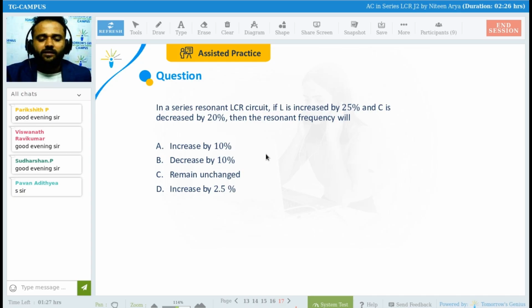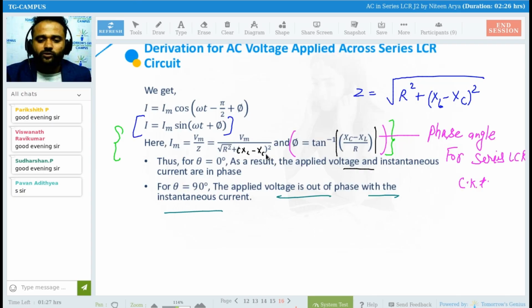Now, a series resonant LCR circuit. Okay, what is a resonant circuit? I don't think you know till now. A resonant circuit is a kind of circuit where XL equals XC. Resonance, the phasor diagram and everything come after this solution, after these two things. I can give you one hint here, or I can give the solution, because resonance has not been taught to you till now.